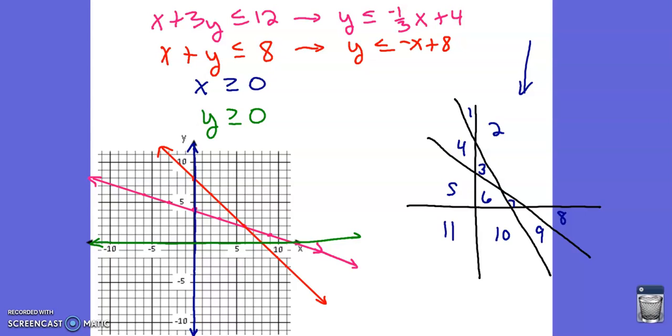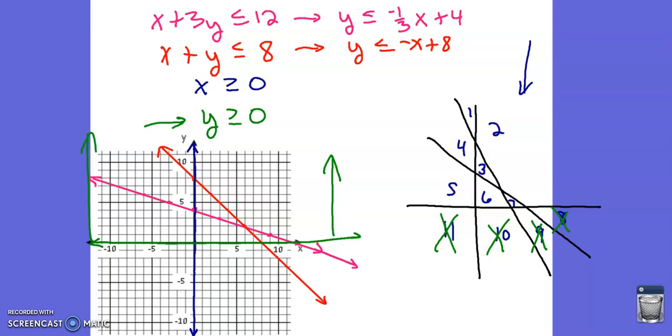I would suggest starting at the bottom where it says y is greater than 0. That's the green line, and notice it says greater than 0, so literally it has to be above that line. In other words, it cannot be section 11, cannot be section 10, cannot be section 9, cannot be section 8. Just by looking at that one alone, I've ruled out 4 sections.